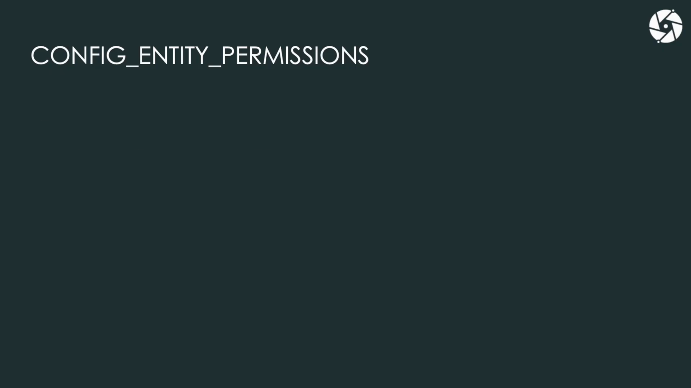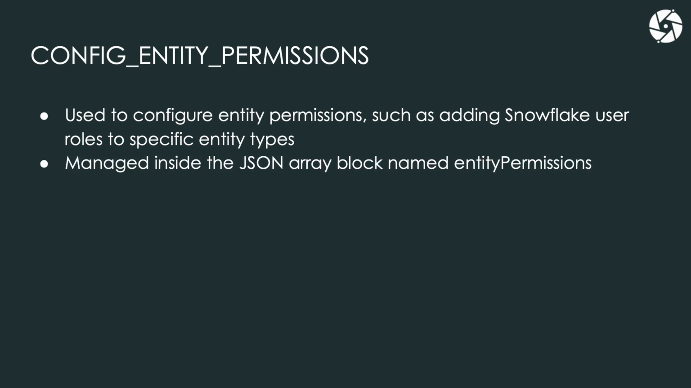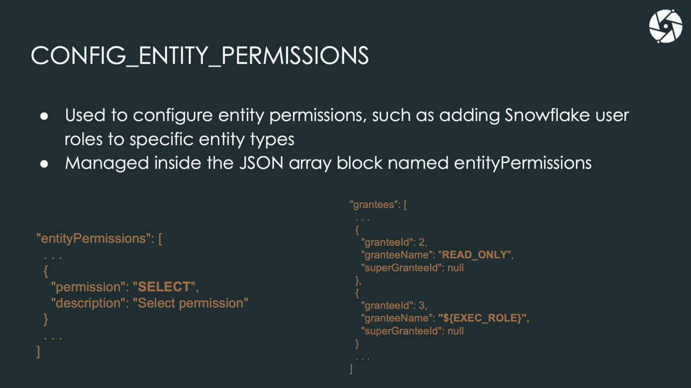Config entity permissions is a configuration package that is used to configure entity grants, such as adding Snowflake user roles to specific entity types. Entity permission configurations are managed inside the JSON array block named entity permissions. In the example shown, a select permission is defined. Grantee configurations are managed inside the JSON array block named grantees. It is also possible to refer to predefined environment variables or environment variables defined in a config package, with a $ sign.